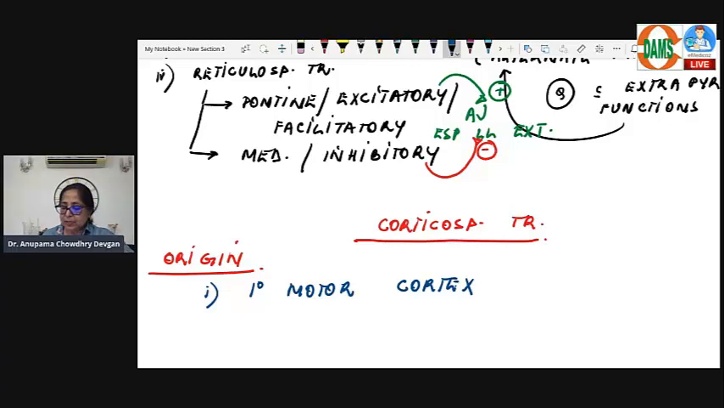Okay? So there is a primary motor cortex. This is also known as area. This is the precentral gyrus.